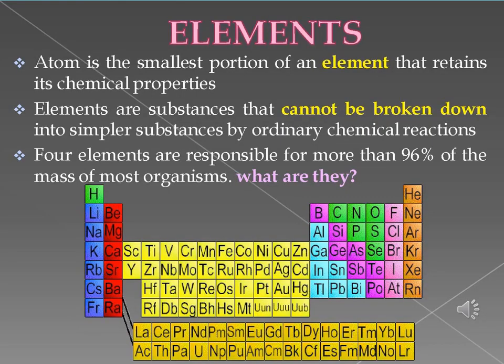Next, what are elements? Elements are substances that cannot be broken down into simpler substances by chemical reactions. Of course, an atom is the smallest portion of an element that retains its chemical properties. And then there are 4 elements responsible for more than 96% of the mass of most organisms. Do you know what they are? This question, I want you all to answer it in the tutorial class.